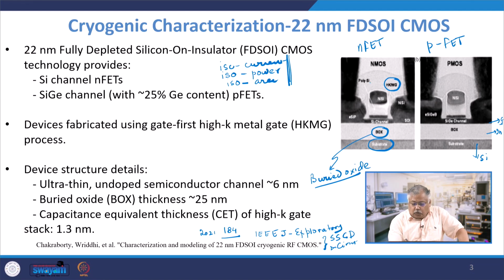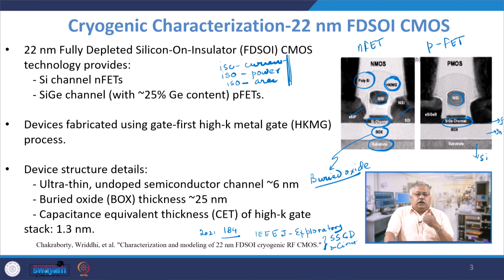So I have a polysilicon here, and I have a high-K metal here, and this is my silicon here, and this is my silicon which is kept here. This is the silicon germanium channel for PFET, and this is the silicon channel for NFET. And these are my source and drain regions, which are effectively given like this.